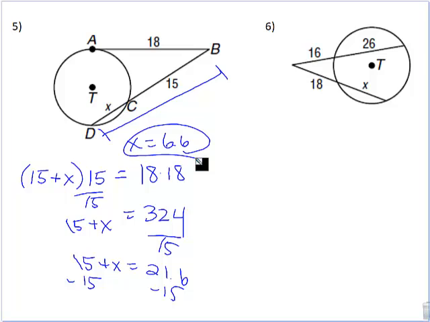We certainly could have distributed this, and then we would have had 225 plus 15x is equal to 324, then subtracted our 225, and then divided by 15. We would have still gotten the same answer. Okay? So it doesn't matter which way you think about it. It's just that if you divide by 15 here, you don't have to do the distributing step. Okay? All right, how are we going to set up 6?